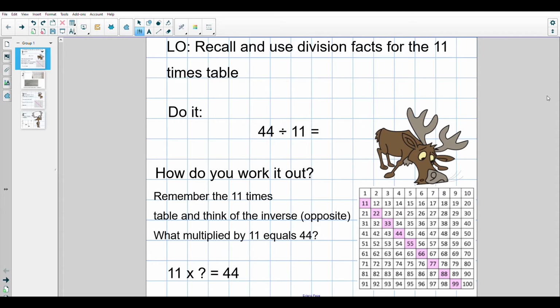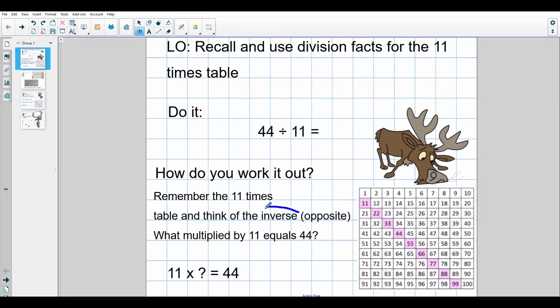The first one we're going to look at is 44 divided by 11, which equals something. Now, you don't actually have to do any dividing for this question. All you need to do is remember your division facts from the last two lessons. So the question here, how do you work it out? Remember the 11 times table and think of the inverse.